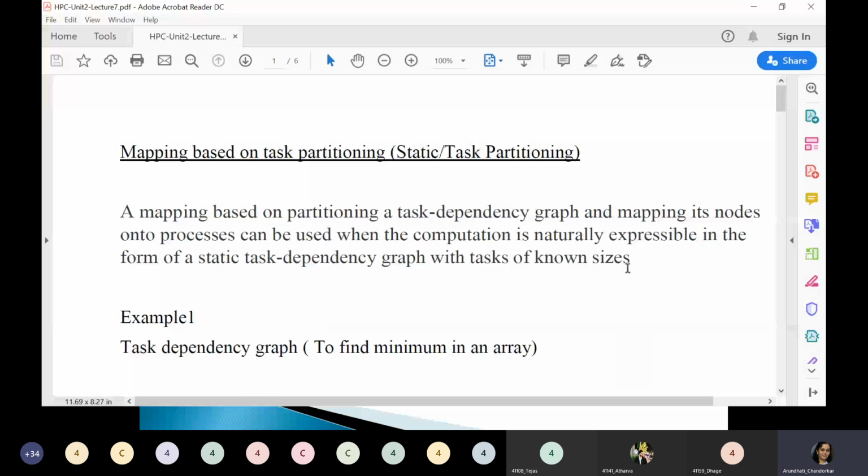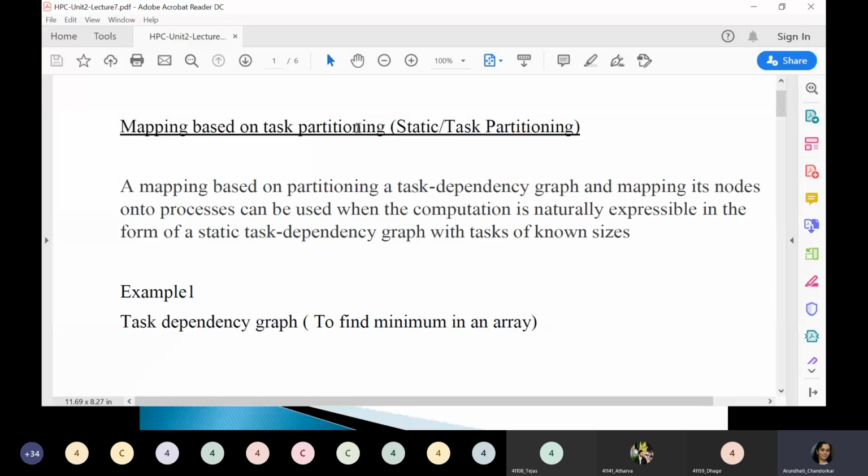Next category, mapping based on task partitioning. It is static and directly task partitioning. A mapping based on partitioning a task dependency graph and mapping its nodes directly onto the processes can be used when computation is naturally expressible in the form of a static task dependency graph with tasks of known sizes.